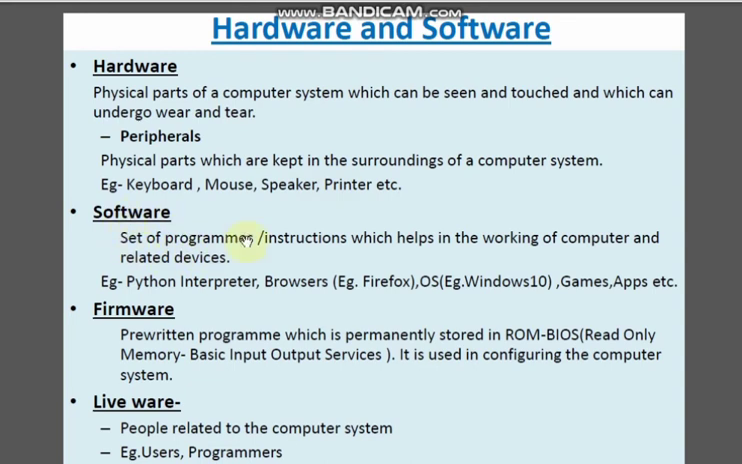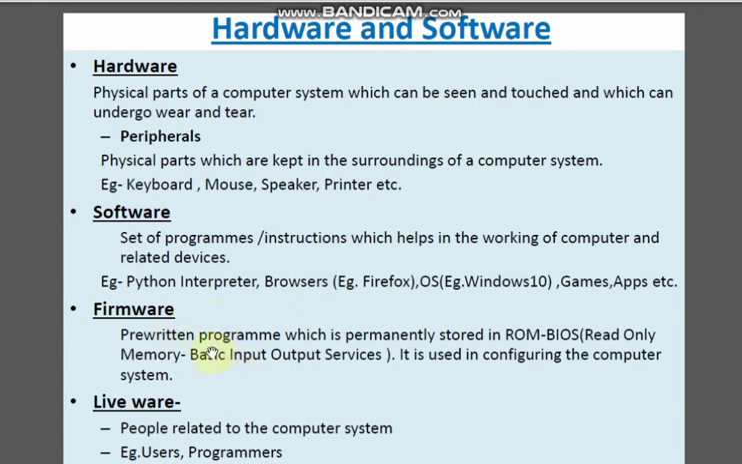Software is a set of programs or instructions which helps in the working of the computer and related devices. For example, Python interpreter, browsers, operating systems, games, apps, whatever work you do. When you are typing a letter on MS Word or anything, that is also software. Even when you are playing a game, that is also software. Even when you are working on any app or downloading any app on a mobile, that is also software. Or the browser through which you are seeing this video is also software. So, software is a set of programs or instructions which helps in the working of the computer system.